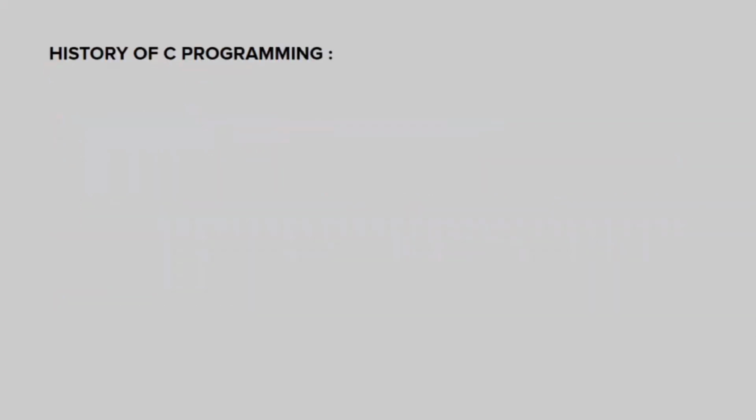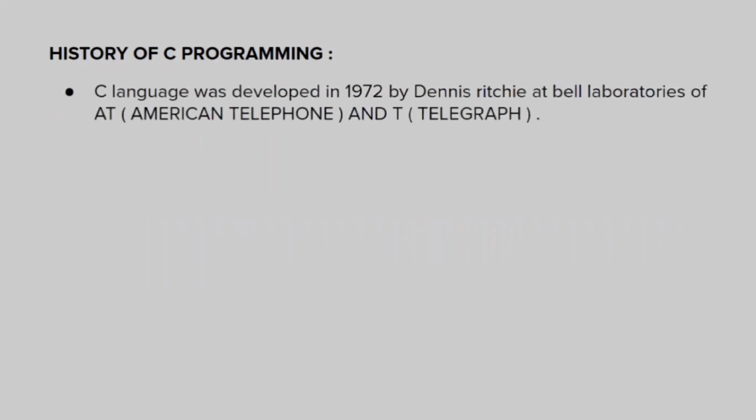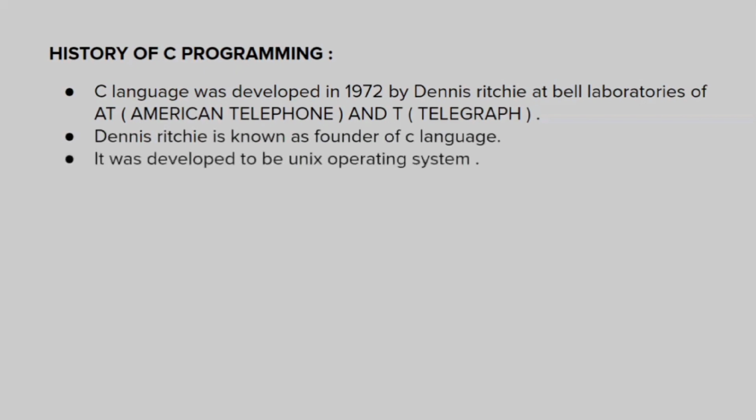Study of C programming. C language was developed in 1972 by Dennis Ritchie at Bell Laboratories at American Telephone and Telegraph. He was the founder of the C language, and it was developed for the Unix operating system. There are many operating systems, and C was developed using the Unix operating system.